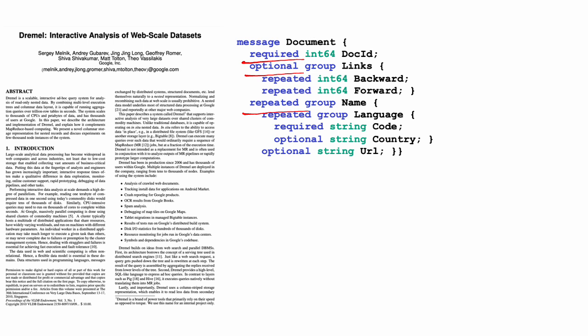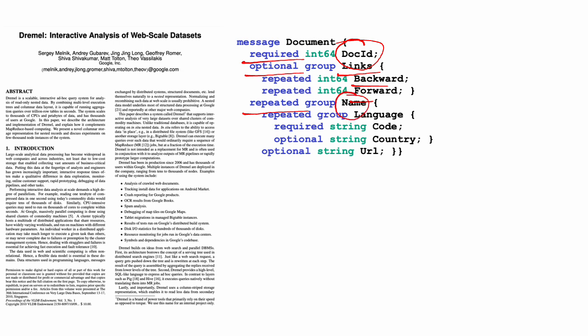There could be fields which are repeated, think of it like a list or an array of values, and then there can be nested fields as well. For example, every document has a unique doc ID, and then it has got links, which is the backward and forward links of the other documents.